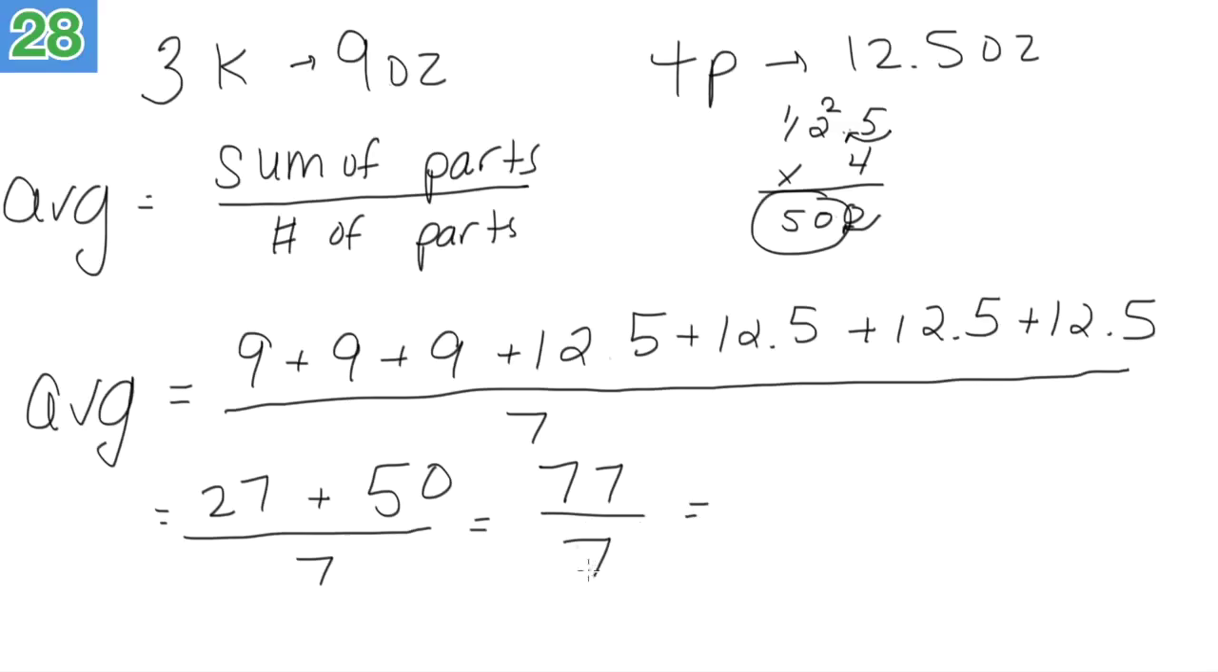Now we just divide. What's 7 into 77? Or what is 77 divided by 7? It's 11. You should know your times table up to 12 times 12. And 11 is actually your answer. That's the average weight of all 7 animals.